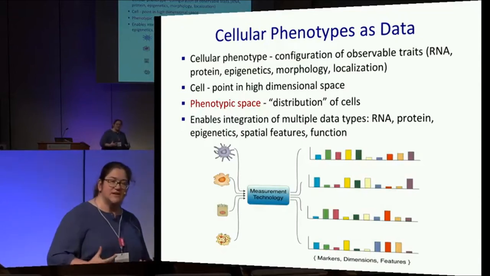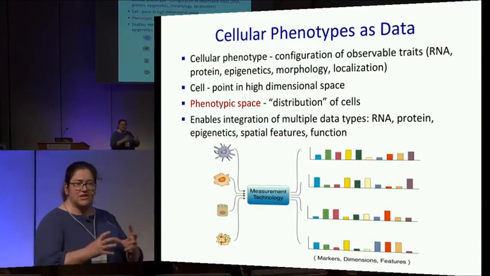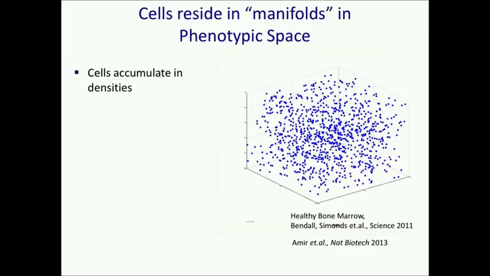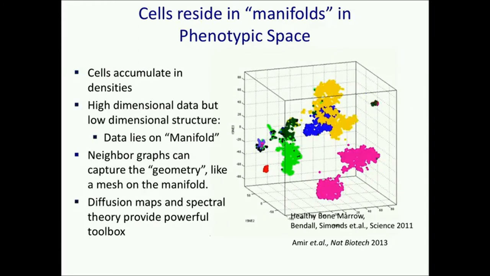Once we have many cells, as we will have in the atlas, we actually begin to see these cell densities. One of the advantages of doing this in a mathematical, vectorized way is that you can integrate all these different modalities and have one big vector for all the possible measurements one can think of, which can expand with time. Now, as we started looking at such data, we've seen that it doesn't just randomly diffuse across the high-dimensional space, but cells tend to accumulate in densities, these low-dimensional manifolds.